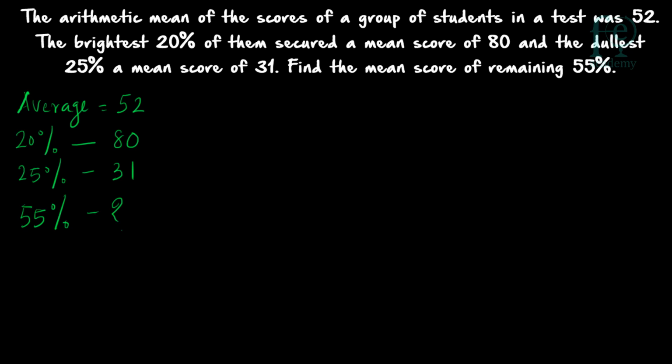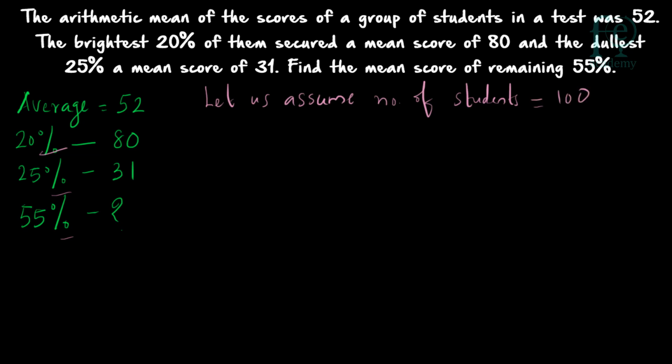The mean of the entire class is given, the mean of the brightest 20% is given, the mean of the dullest 25% is given, and the average of the remaining 55% is what we have to find out. Since everything is given as a percentage, let us assume that the number of students is equal to 100. So our calculation will be very easy. And we are permitted to do so because everything is given as a percentage. Once we write the formula, it becomes correct. So we can take the number of students equal to 100.